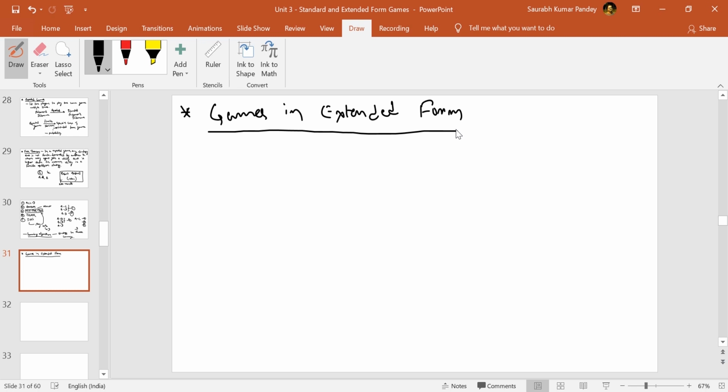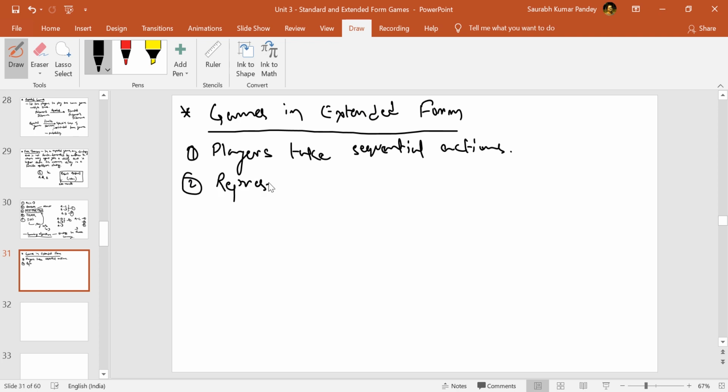What was happening till now? The players were playing the game simultaneously. Now here the players play games sequentially. So players take sequential actions. This is the first point for games in extended form. Now, the second important point: games in extended form are represented using a tree data structure.